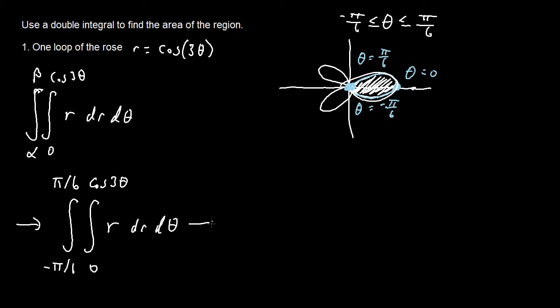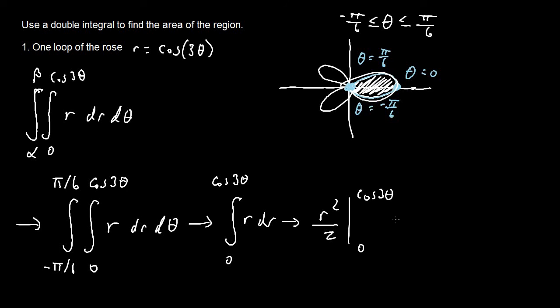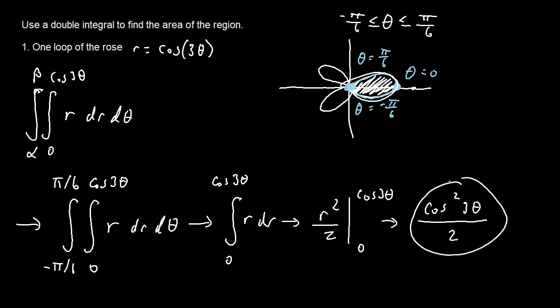So if I write down the inner integral from 0 to cosine of 3 theta of just r dr, the integral of r is r squared over 2. If I go ahead and evaluate that from 0 to the function cosine of 3 theta, we get cosine squared of 3 theta over 2 minus, when I plug in 0, we get 0 squared, which is 0, over 2 is also 0. So we're just left with cosine squared of 3 theta over 2.